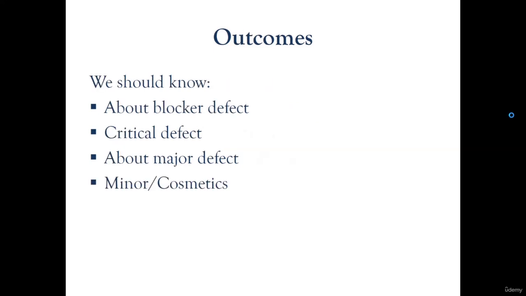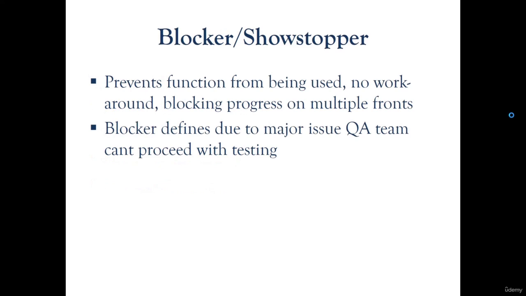So the point here is about the bottleneck defect, critical defect, the major defects, and the minor or cosmetic ones. Now, what is meant by the showstopper? Anything which prevents a function from being used, with no workaround, blocking progress on multiple fronts.